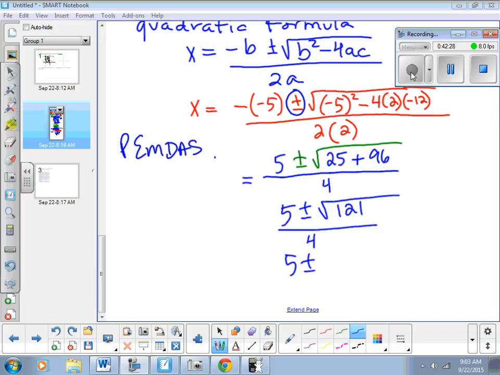5 plus or minus, is that right, 11, all of it over 4. So now there's two answers. Does everybody see? One of them is 5 plus 11 divided by 4, and the other one is 5 minus 11 divided by 4. Yeah?